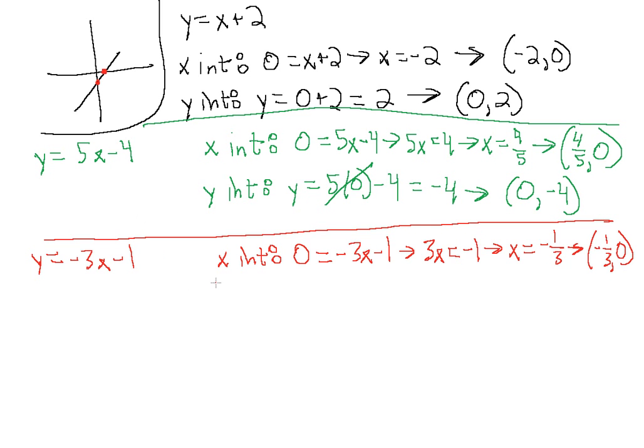Okay, we can do the same method to find the y-intercept and just plug in 0 for x. So we have y equals minus 3 times 0 minus 1.